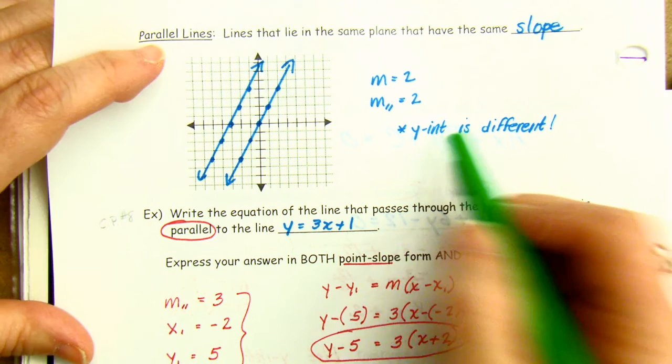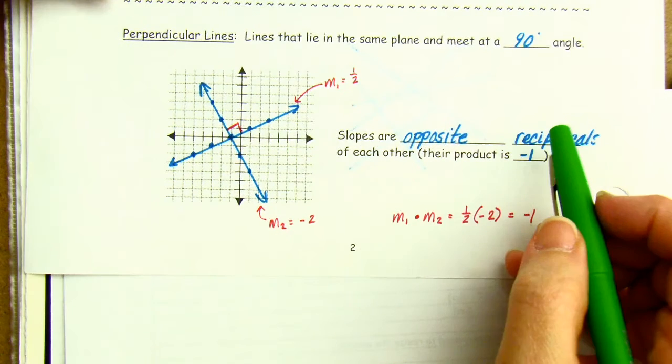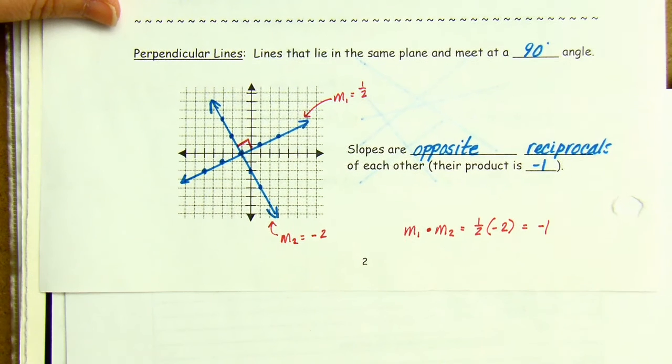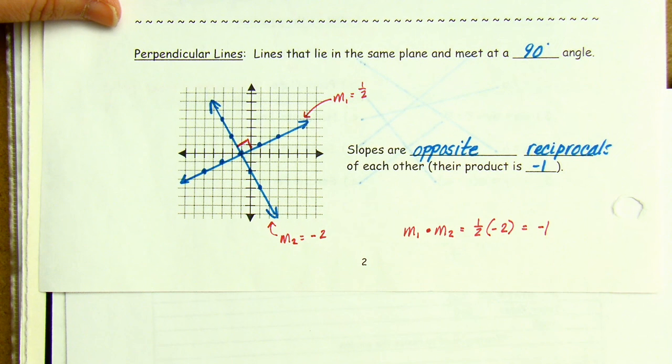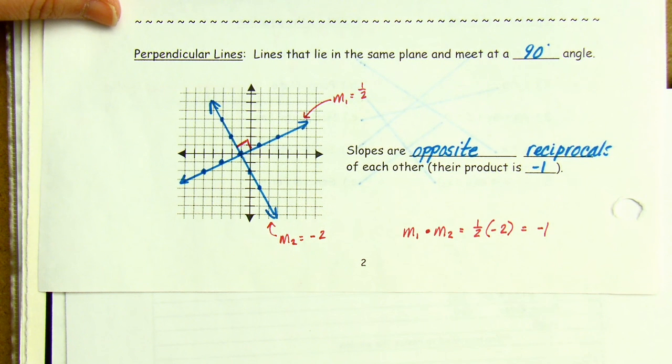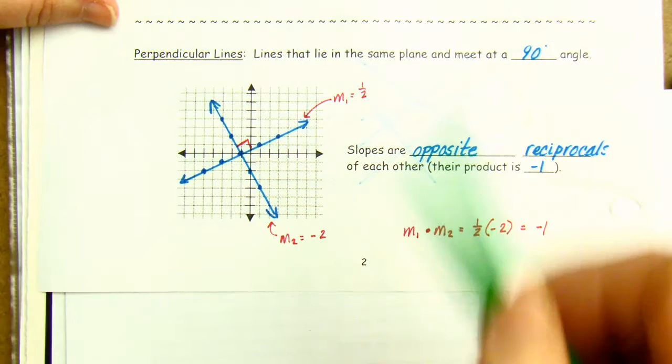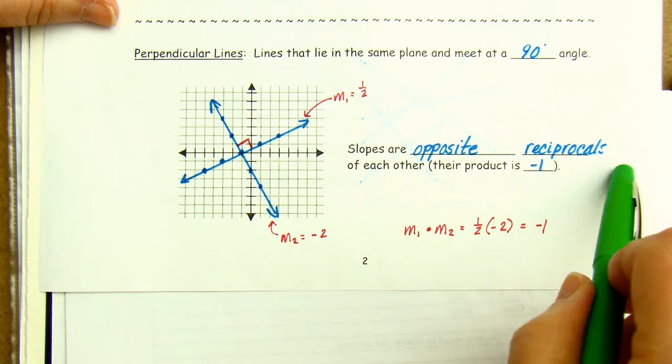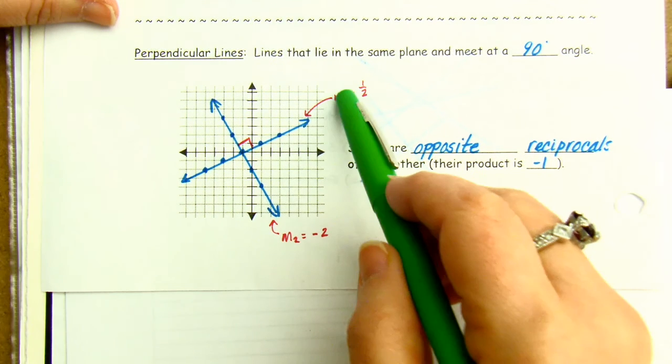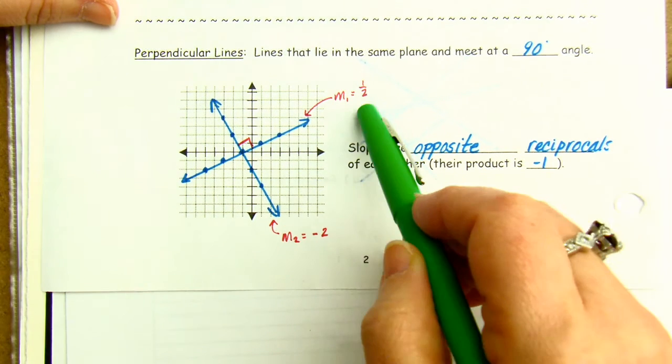And we'll take a quick look here at the bottom of the page. Perpendicular lines have slopes that are opposite reciprocals. Folks, lines that are perpendicular meet at a right angle, a 90-degree angle. The slopes are opposite reciprocals. When we say opposite, we mean the sign is opposite. This is positive, this one's a negative.